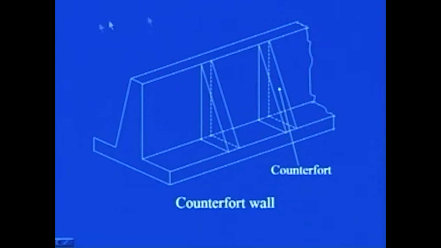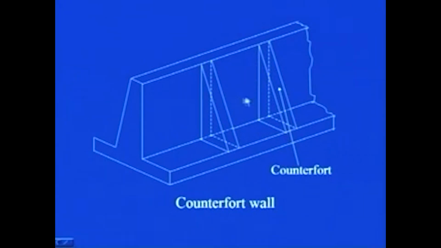You can see here the 3-dimensional pictorial view of the counterfort retaining wall. It is a specific type of cantilever retaining wall. This is the cross sectional view of the retaining wall. This is the length direction in which it extends to a few meters, or in some cases a few kilometers also. And then to strengthen this particular part, counterforts are provided.